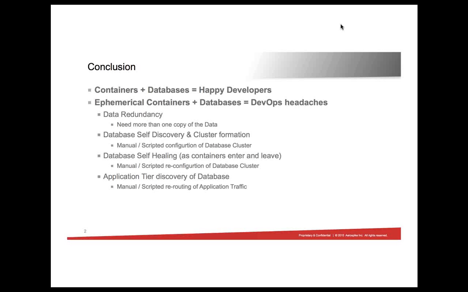How do I ensure that these containers, whilst they have core data that I value, how do I ensure that that data is reliable and is redundant in multiple places? How do I form these database clusters, and how do they self-heal as those containers come and go? And how does my database tier find out about this ephemeral database that's ever changing? So these are key things that we want to talk through today about how you make containers and databases play together nicely.